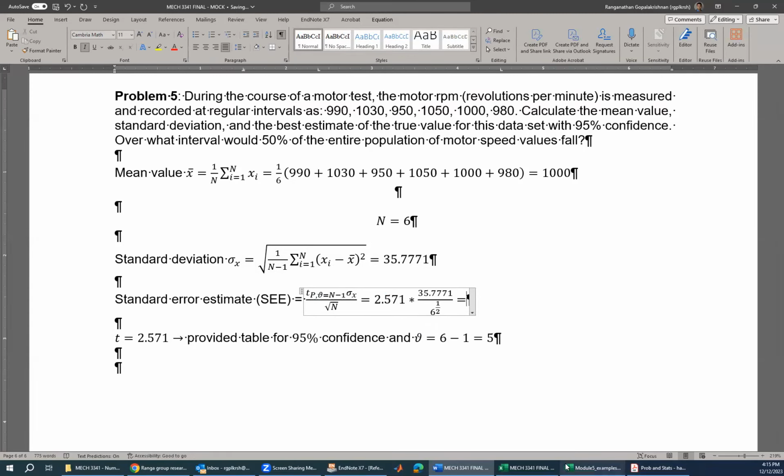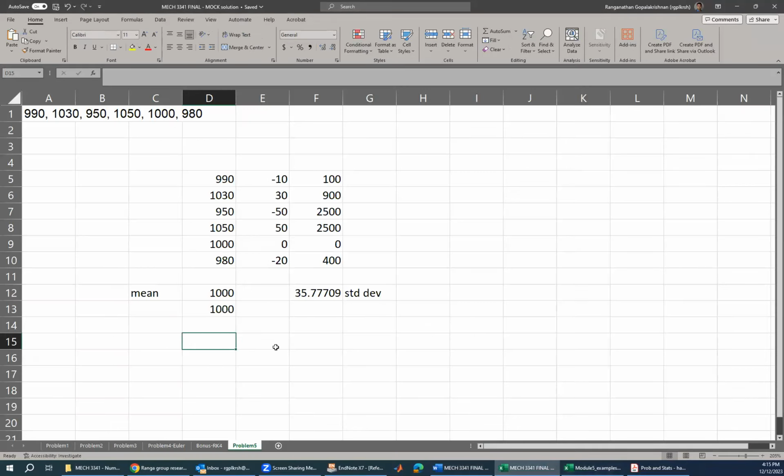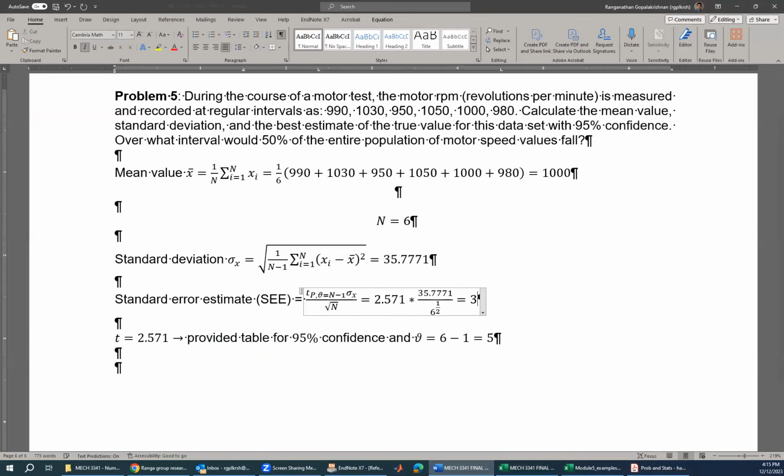So if you do that calculation, 2.571, that is this multiplied by this divided by square root of 6, which is 37.5519. So how do you write that statement?